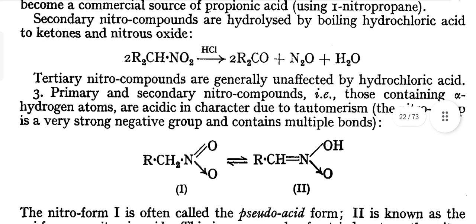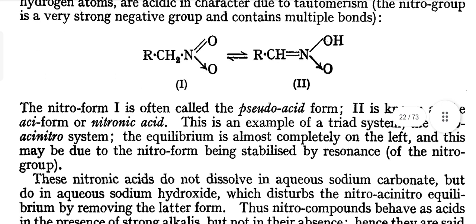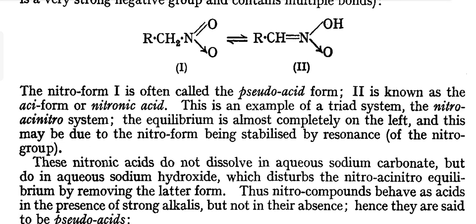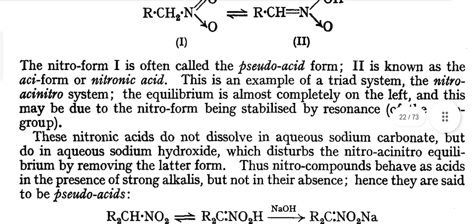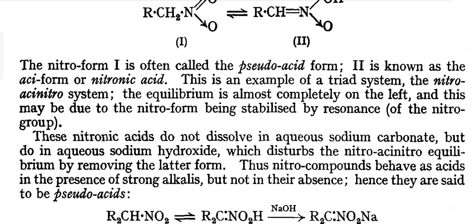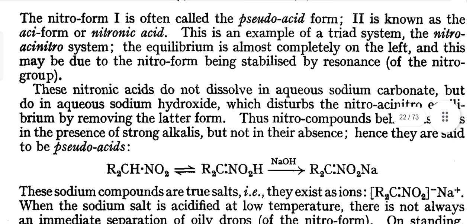Third, primary and secondary nitro compounds, that is those containing alpha hydrogen atoms, are acidic in character due to tautomerism. The nitro group is a very strong negative group and contains multiple bonds. The nitro form, structure one, is often called the pseudo acid form. The second is known as the aci form or nitronic form. This is an example of a triad system, the nitro-aci-nitro system. The equilibrium is almost completely on the left hand side, and this may be due to the nitro form being stabilized by resonance of the nitro group.